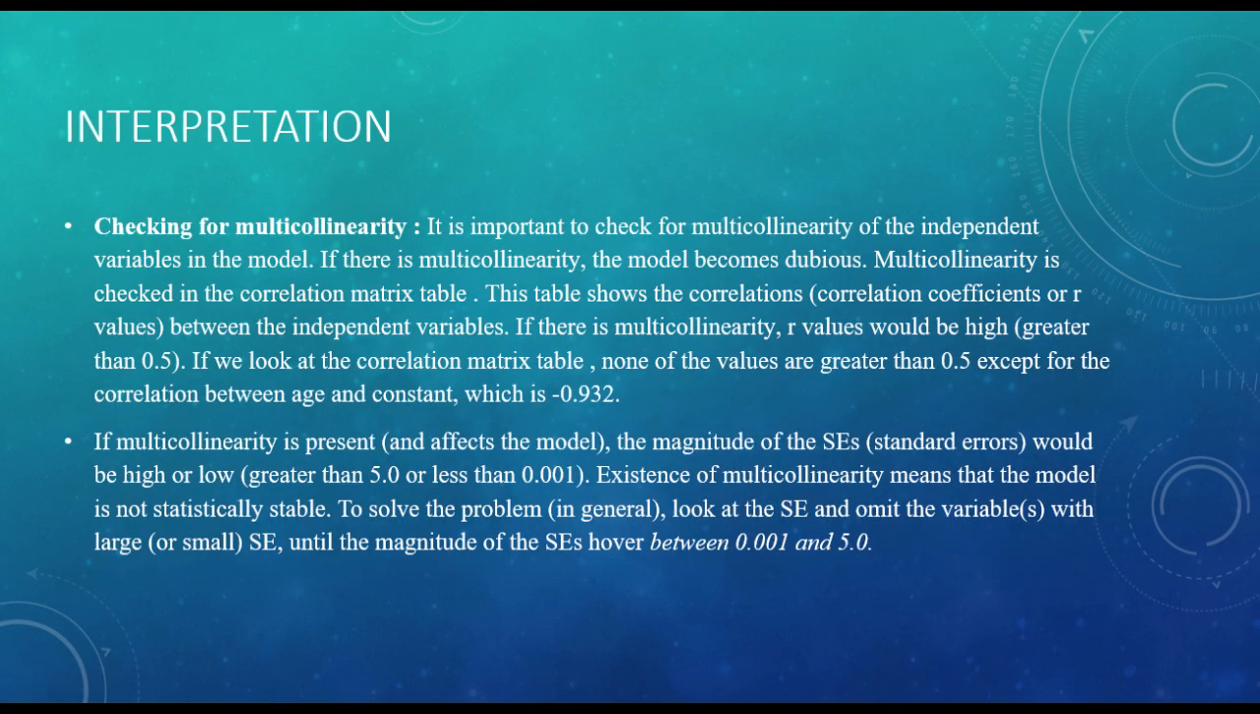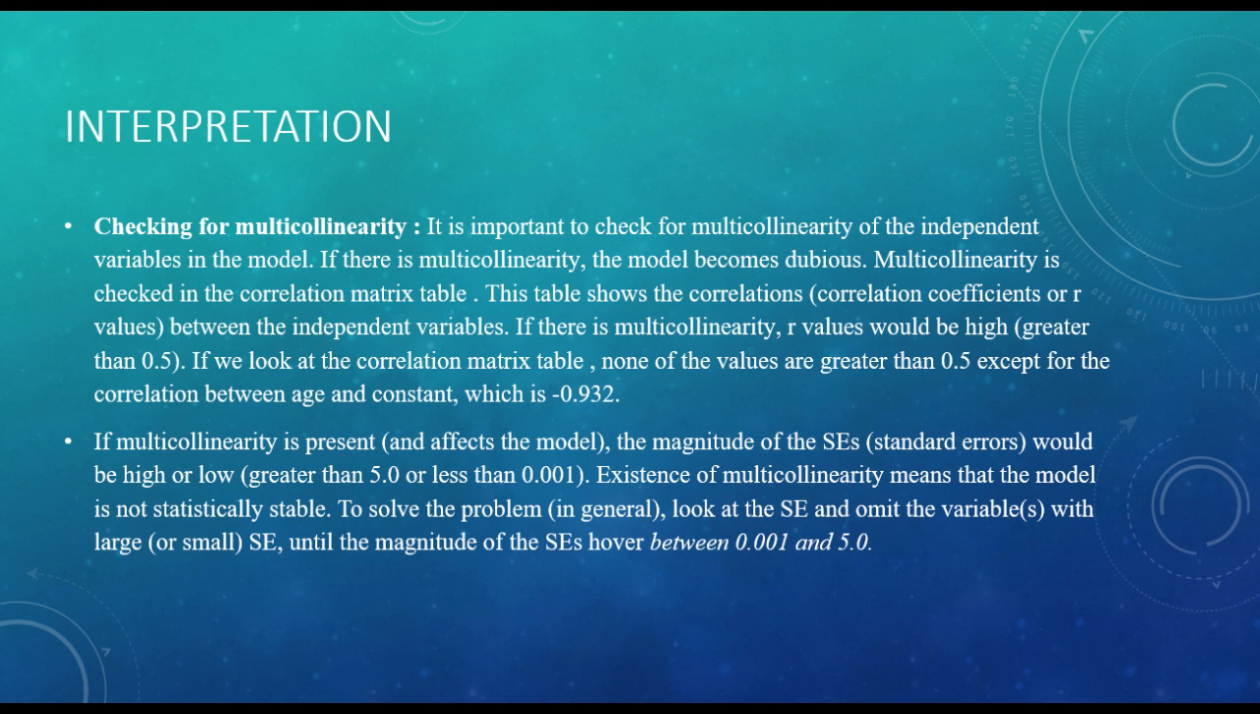Interpretation. Checking for multicollinearity. It is important to check for multicollinearity of the independent variables in the model. If there is multicollinearity, the model becomes dubious. Multicollinearity is checked in the correlation matrix table. This table shows the correlations, correlation coefficients, or R values, between the independent variables. If there is multicollinearity, R values would be high, greater than 0.5.